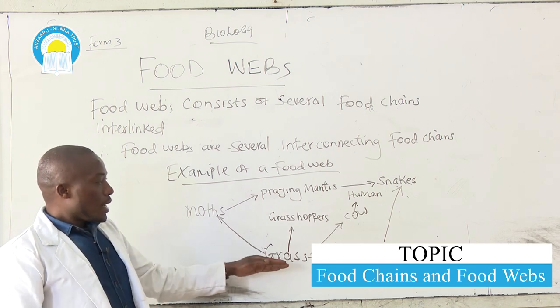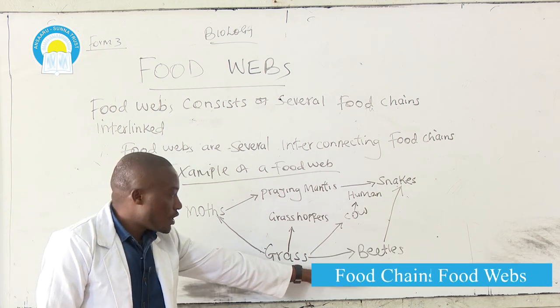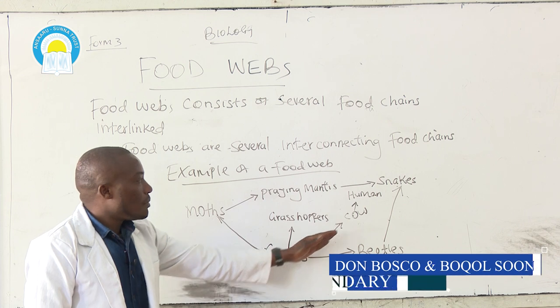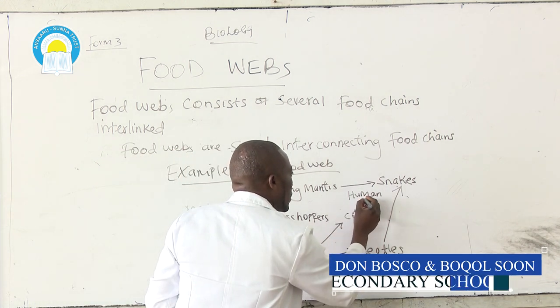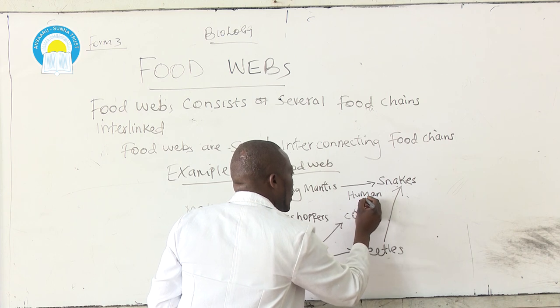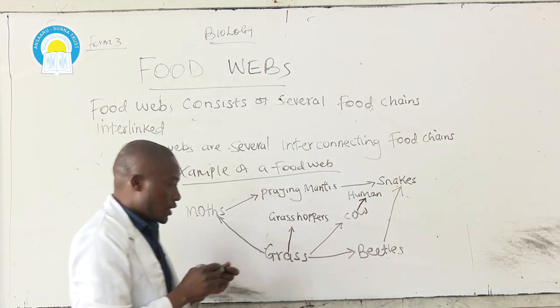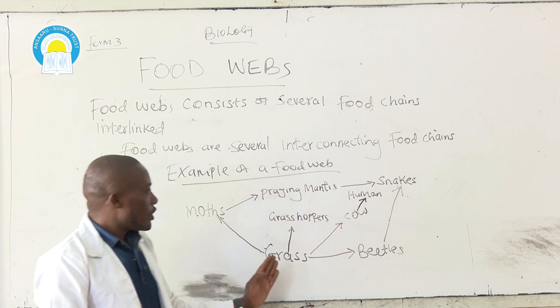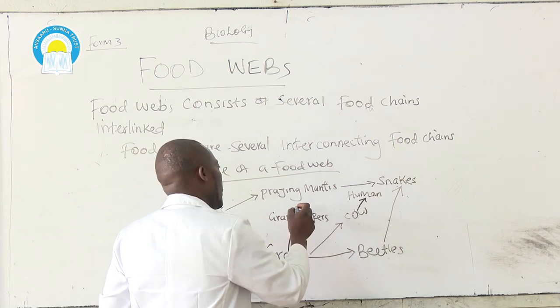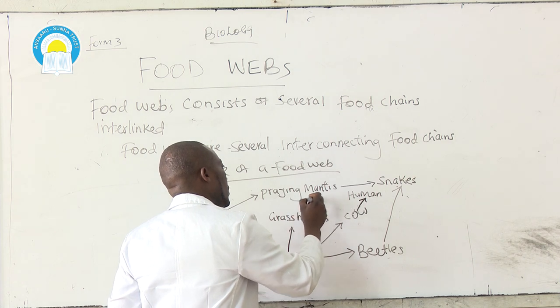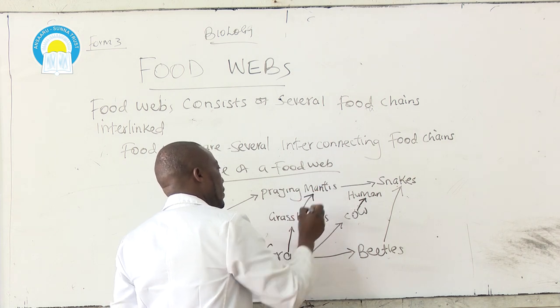You can see grass and the beetles, that is a food chain. A grass can be eaten by cow, cow eaten by human. This is also a food chain. So this is a food chain, another food chain. The grasshoppers, praying mantis. The praying mantis can also eat the grasshoppers.